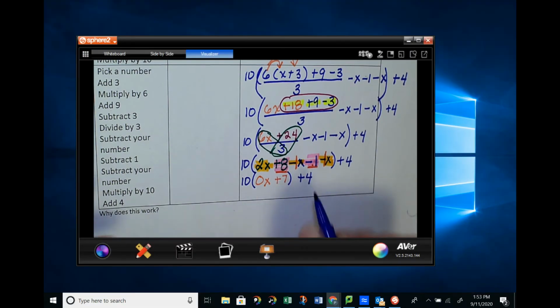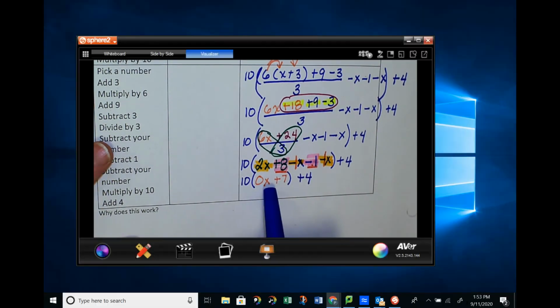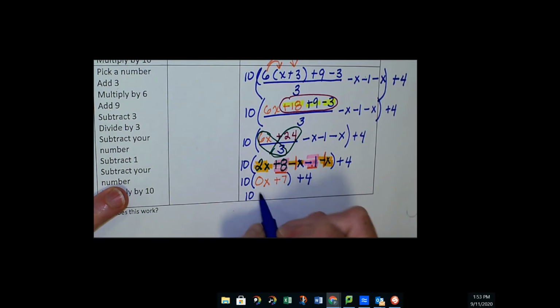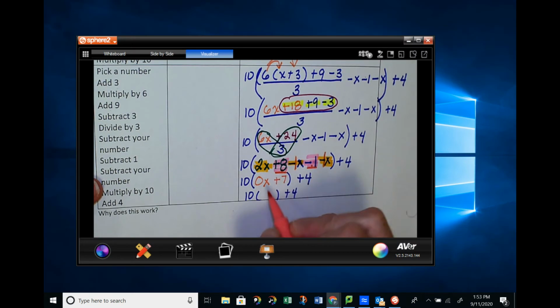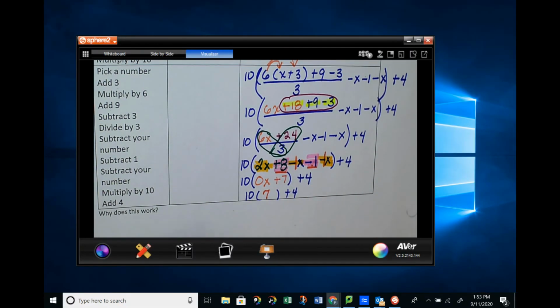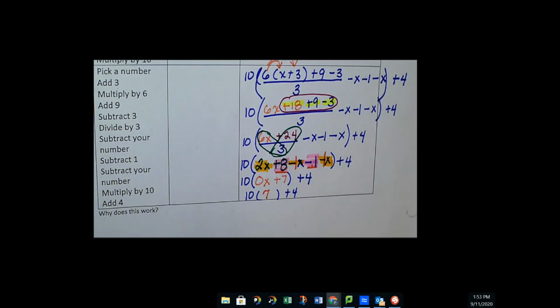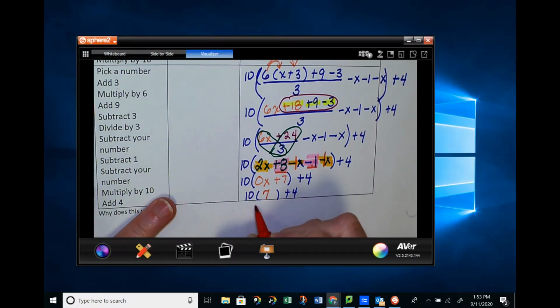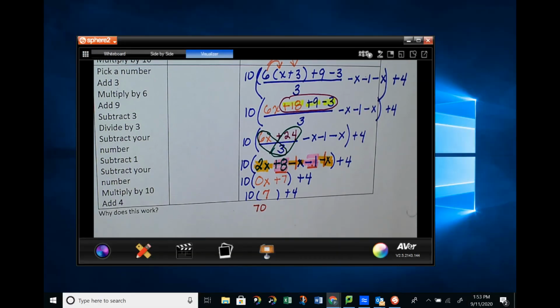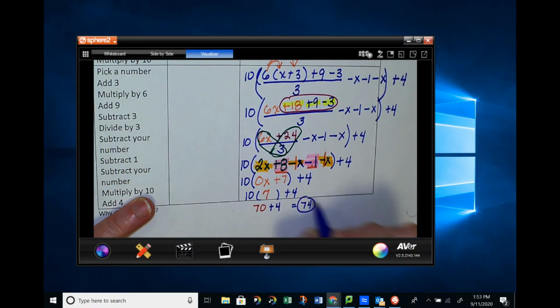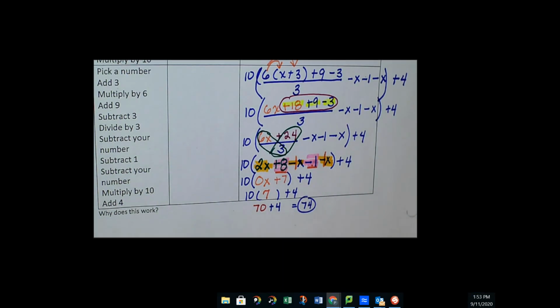Well, let's simplify this just a little bit more. 0 times x is nothing, so I don't really need to write that. So really, I've got 10, which stayed the same, but inside these parentheses, the only thing I really have is 7. Well, what's 10 times 7? 10 times 7 is 70. And then plus 4 gives me 74. So that was the age of Diane Keaton.